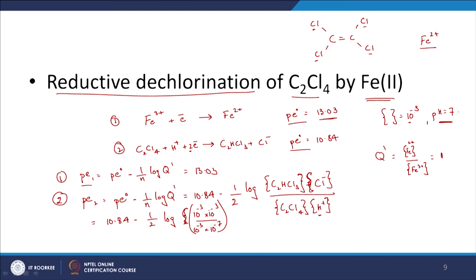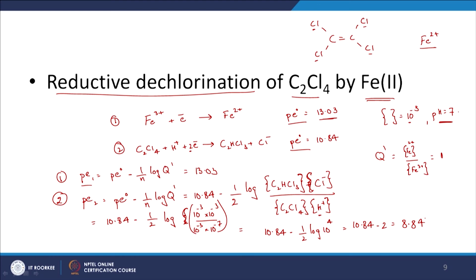So here we are going to look at the relevant values. So 10 to the power minus 3 cancels out. So I am going to be left with 10.84 minus 1 by 2 log of 10 to the power of minus 3 plus 7, 10 to the power of 4, right. So that is going to be equal to 10.84 minus 4 by 2, which is 2. So that is going to be equal to 8.84, right.